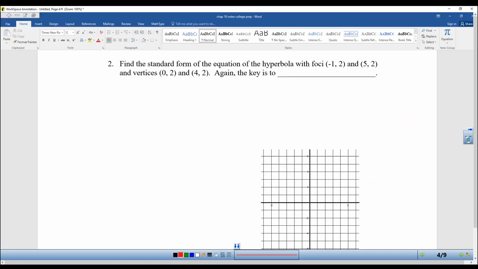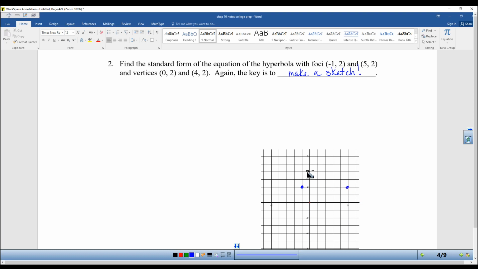All right, let's go backwards this time. Let's write the equation of the hyperbola with the given information. Find the standard form of the equation of the hyperbola with foci at -1, 2, and 5, 2, and vertices at 0, 2, and 4, 2. So just like last time, the key is to make a sketch. If you don't make a sketch and you get it wrong, don't come crying to me. So I'm going to put the foci at -1, 2, and then at 5, 2.